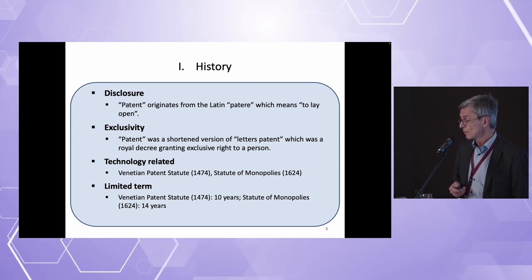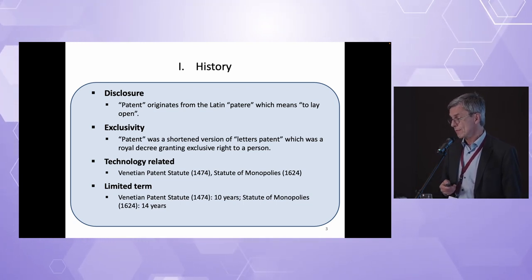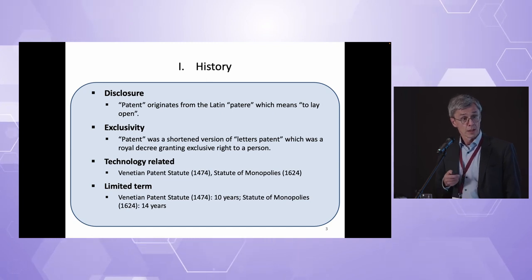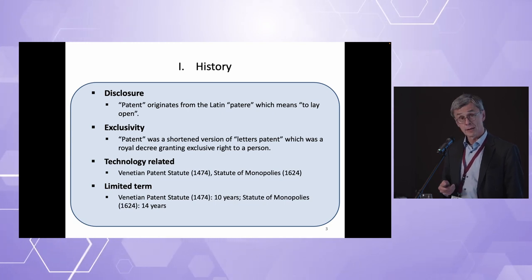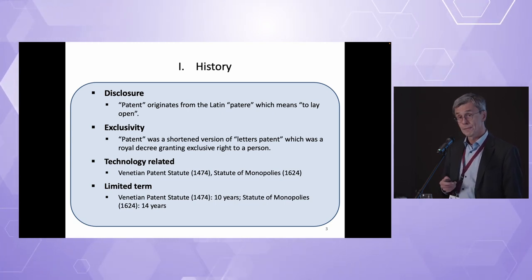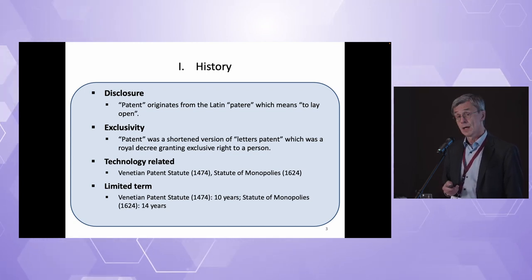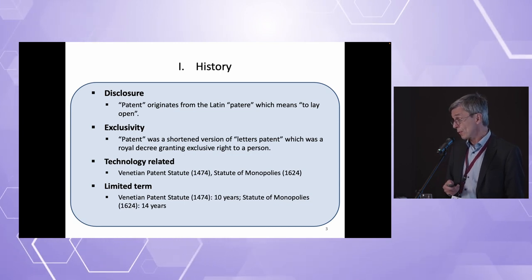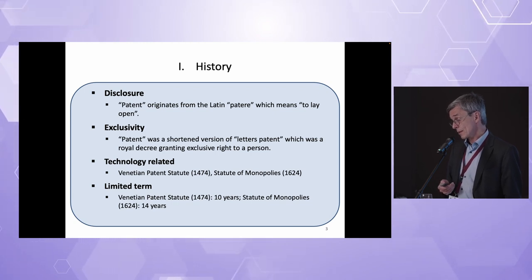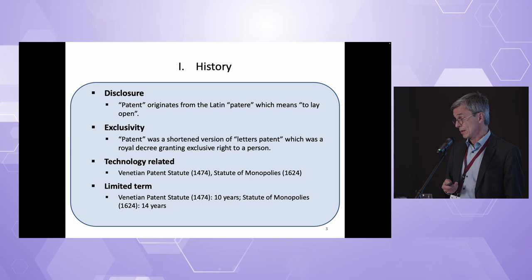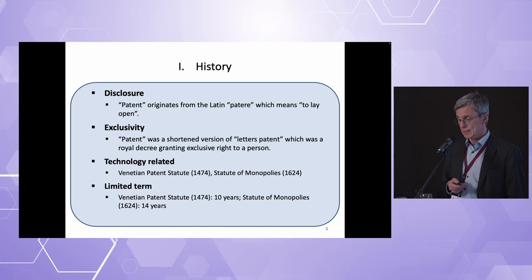Patent was a shortened version of letters patent, which was a royal decree granting an exclusive right to a person. And that, of course, is also one of the essential aspects of a patent. And then, of course, it is technology related. And the first piece of law was the Venetian patent statute, which was from 1474, so roughly 600 years ago, a little less.